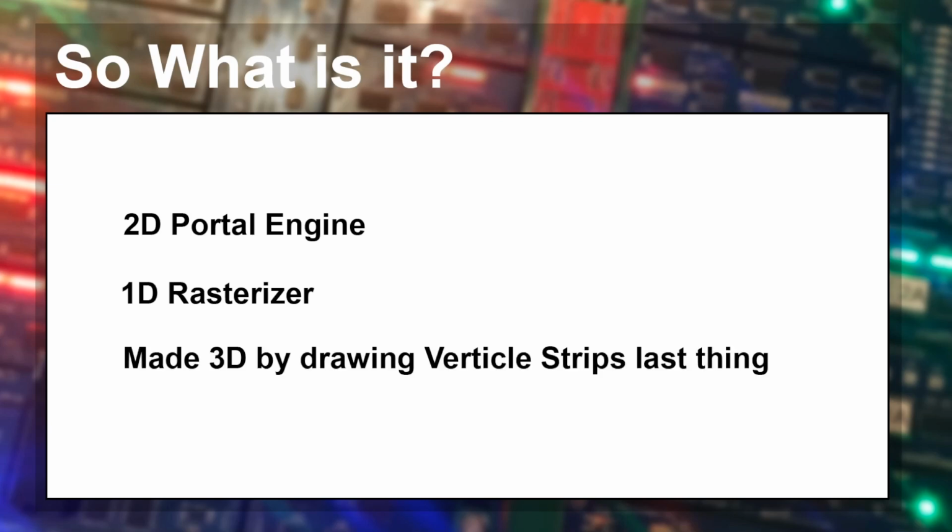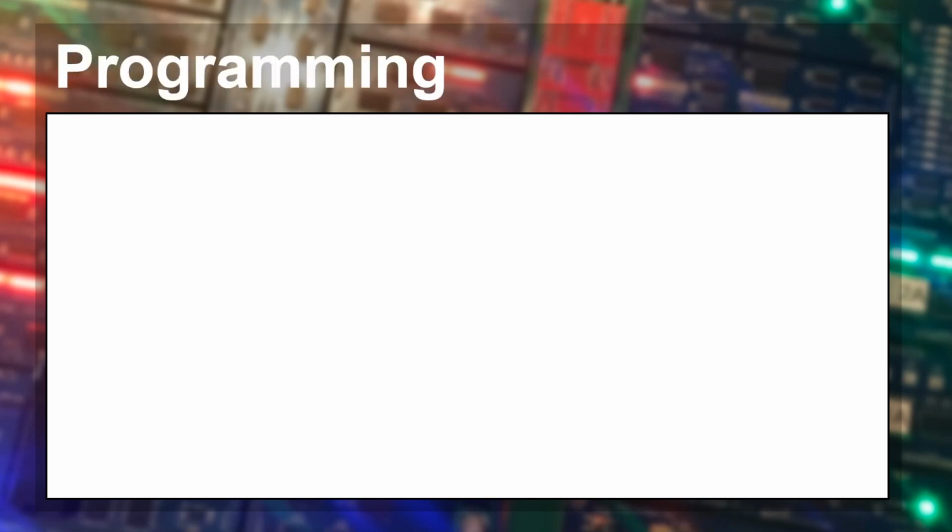Okay, so I've said my engine isn't exactly like Wolf or Doom, so I should probably talk about what it is. It's a 2D portal engine with a one-dimensional rasterizer. And then at the end of the drawing, it's made to appear 3D by drawing appropriately scaled vertical strips. So let's talk about the various steps of programming it.